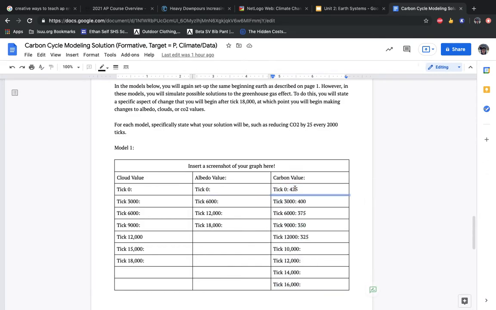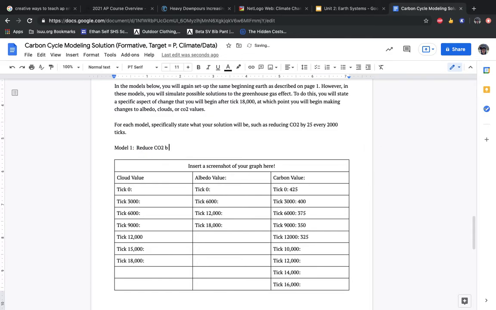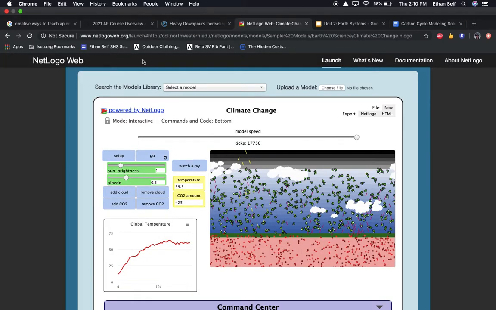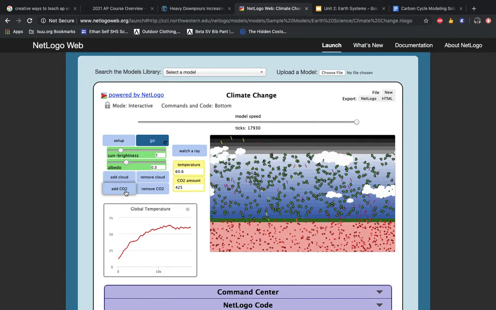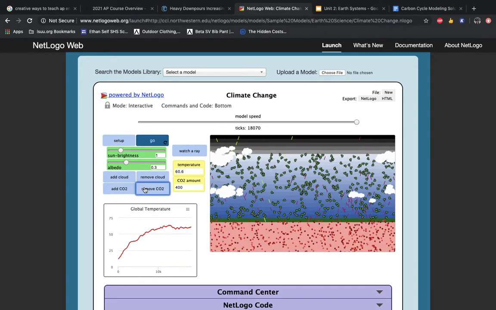So at tick 0, I'm going to say for my first solution, I'm going to reduce CO2 by 25 every 2,000 ticks. So I'd say tick 0 is going to be, this is really 18,000, it would be down to 375. And then at tick 2,000, it would be 325, and so on and so forth. Now I'm going to open my NetLogo, and here is my carbon model. It's at tick 17,756, so it's basically 18,000. And when it reaches 18,000, I'm going to remove some CO2.